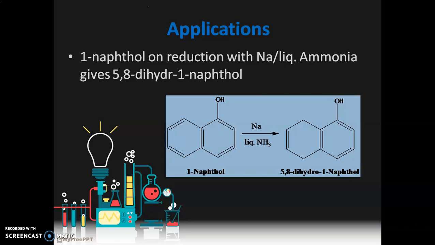Applications of Birch reduction: 1-naphthol on reduction with sodium and liquid ammonia gives 5,8-dihydro-1-naphthol. The reaction is shown below, that is 1-naphthol. It reacts with sodium and liquid ammonia to give 5,8-dihydro-1-naphthol.